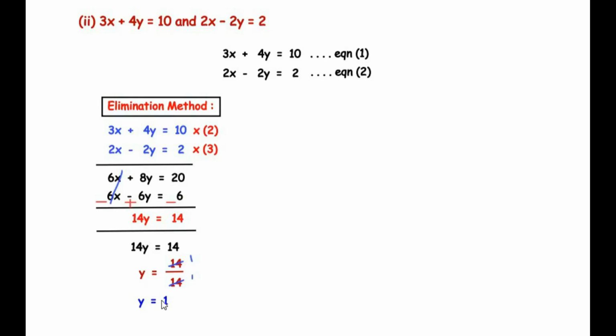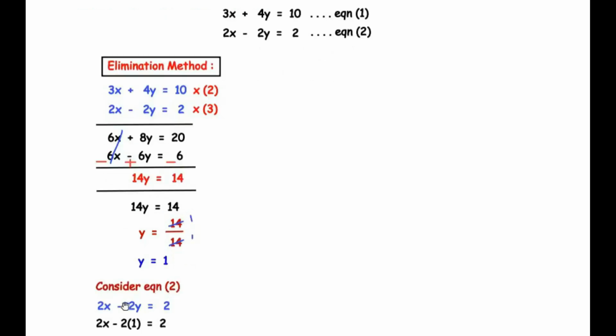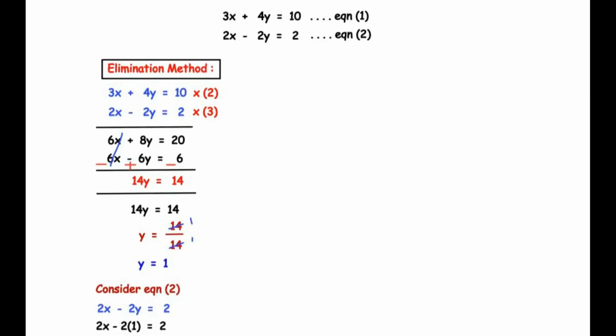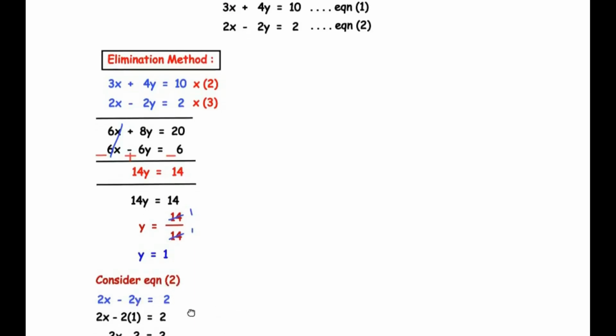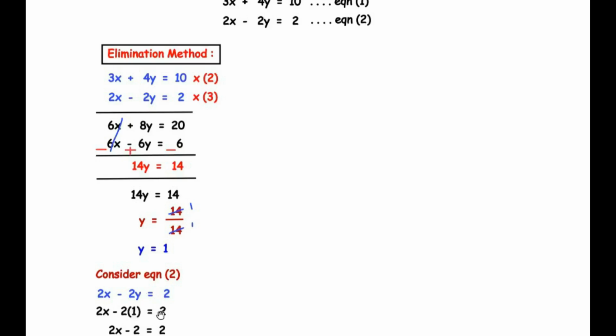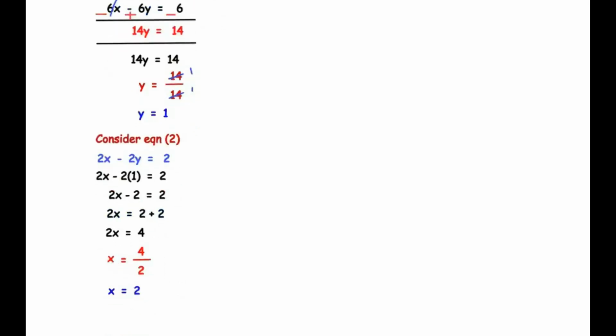Now once we have got the value of y is equal to 1, let us try to find out the value of x. So for that I am going to consider here the equation 2. Consider equation 2, that is 2x minus 2y is equal to 2. Now in place of y we are going to plug in its value, that is 2x minus 2 times 1 is equal to 2. Now simplifying this we get 2x minus 2 times 1 gives us 2 is equal to 2. Now taking this minus 2 on the other side of the equal to sign, we get 2x is equal to 2 plus 2. So 2x will be equal to 4. Now taking 2 on the other side of the equal to sign, we get x equal to 4 over 2, or the value of x is 2. So here the value of x we got is 2 and the value of y is 1.